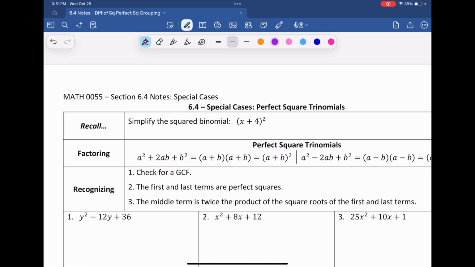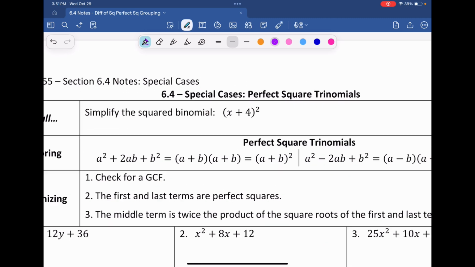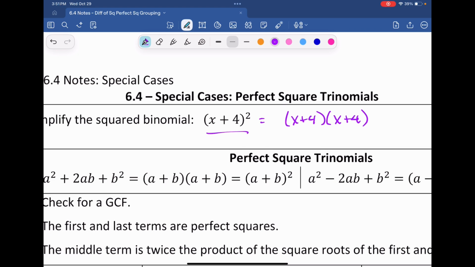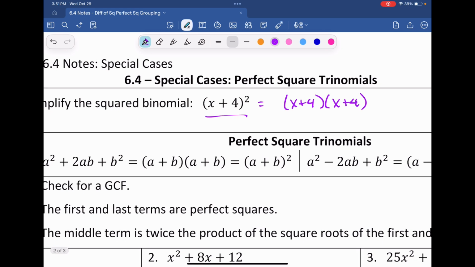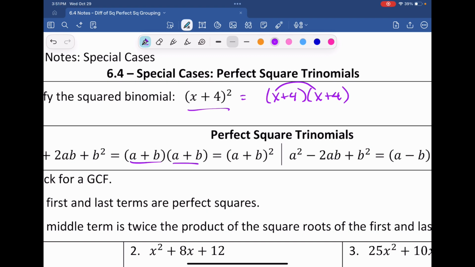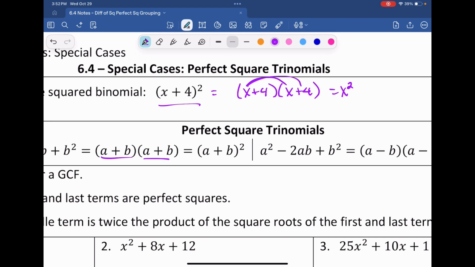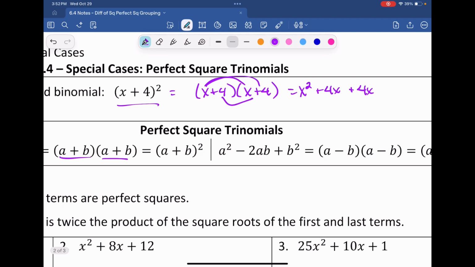So a perfect square trinomial. Okay, if I have x plus 4 squared, that really means x plus 4 times x plus 4. Okay, and I want you to pay attention to this, because that looks really a lot like that, right? So we're going to do x times x, x times 4, 4 times x, and 4 times 4.